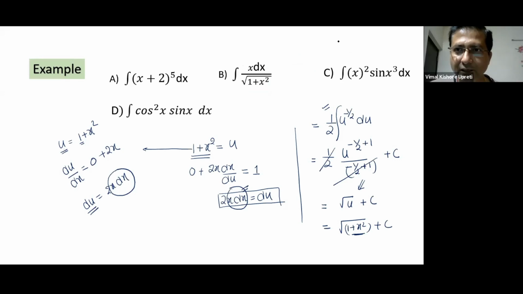I hope what is written is clear. This is x square in bracket sine, instead of sine cube x, it is written sine x cube. This we want to integrate. Question is, what is the integration of this?